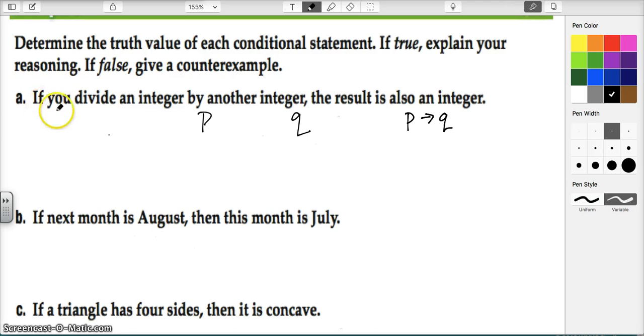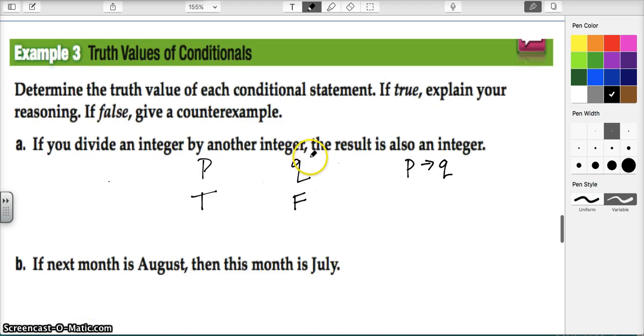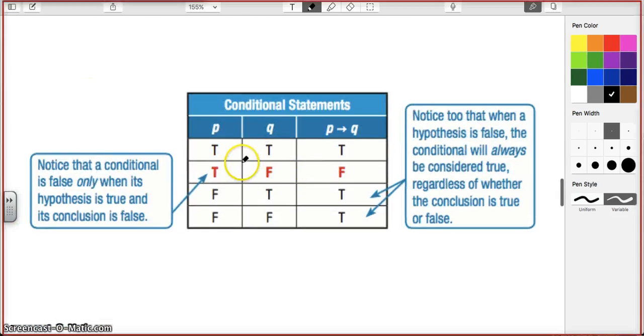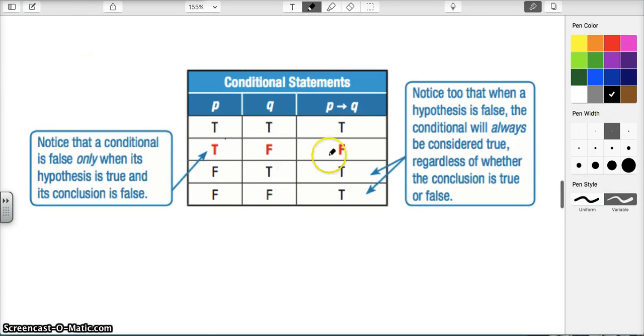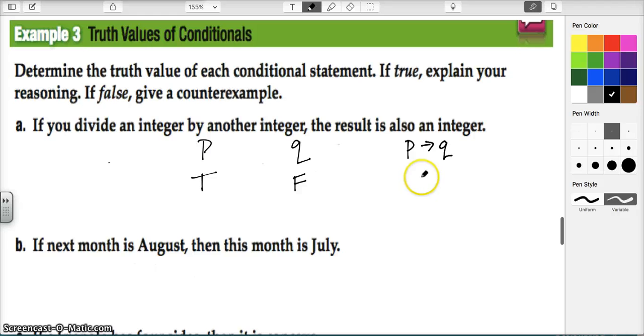So let's go. If you divide an integer by another integer, is that a thing you can do? Yeah, so that's a true statement. The result is also an integer. That's actually false. And we can go back to our chart and see our chart says if you've got a true hypothesis and then a false conclusion, then your statement is going to be false. And so our statement is false. But let's think about it, because we need to actually come up with a counterexample. The counterexample is pretty simple.